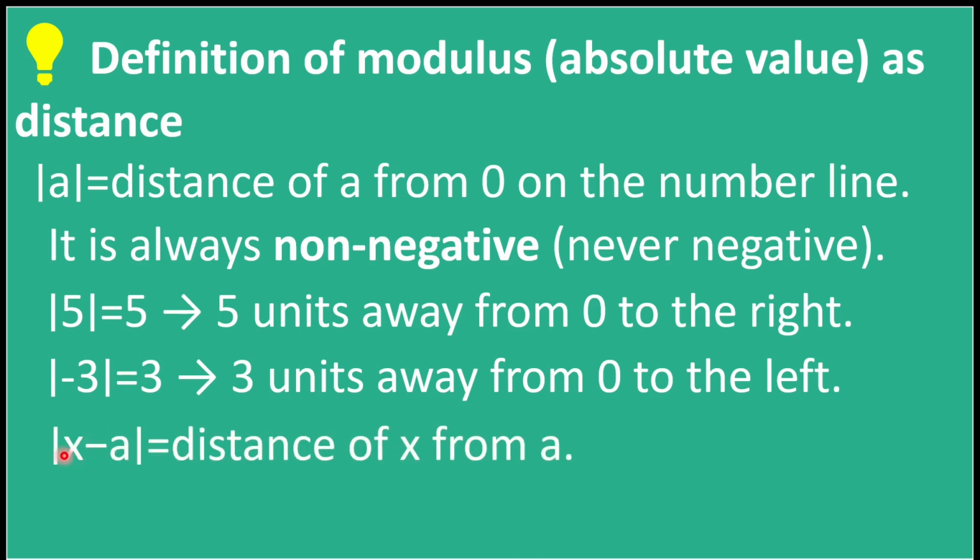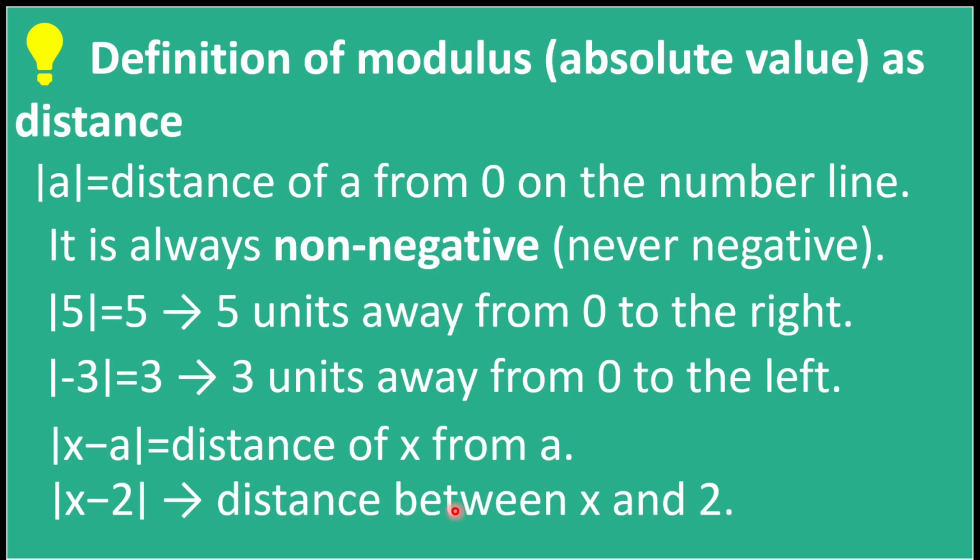So if you have x minus a, it means the distance of x from a. And in the start, as I told you, you can read this x minus 2 as the distance between x and 2. So this is why I read in the start that x minus 2 can also be read as the distance between x and 2. I hope you have understood all these conceptual points and the graph of this question.